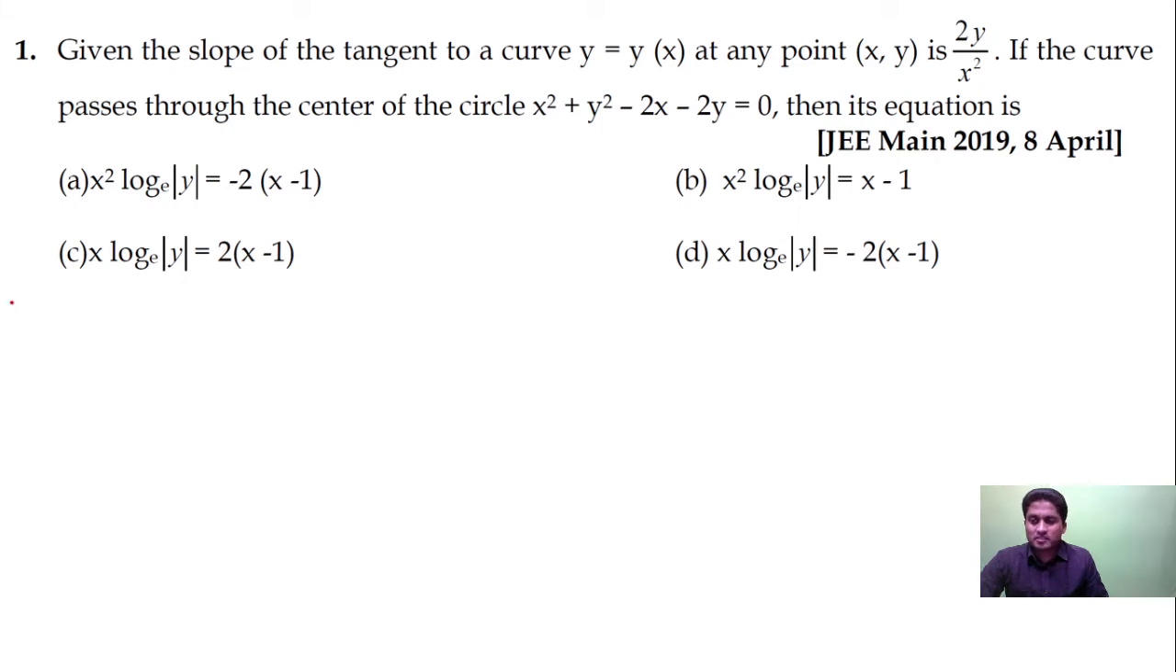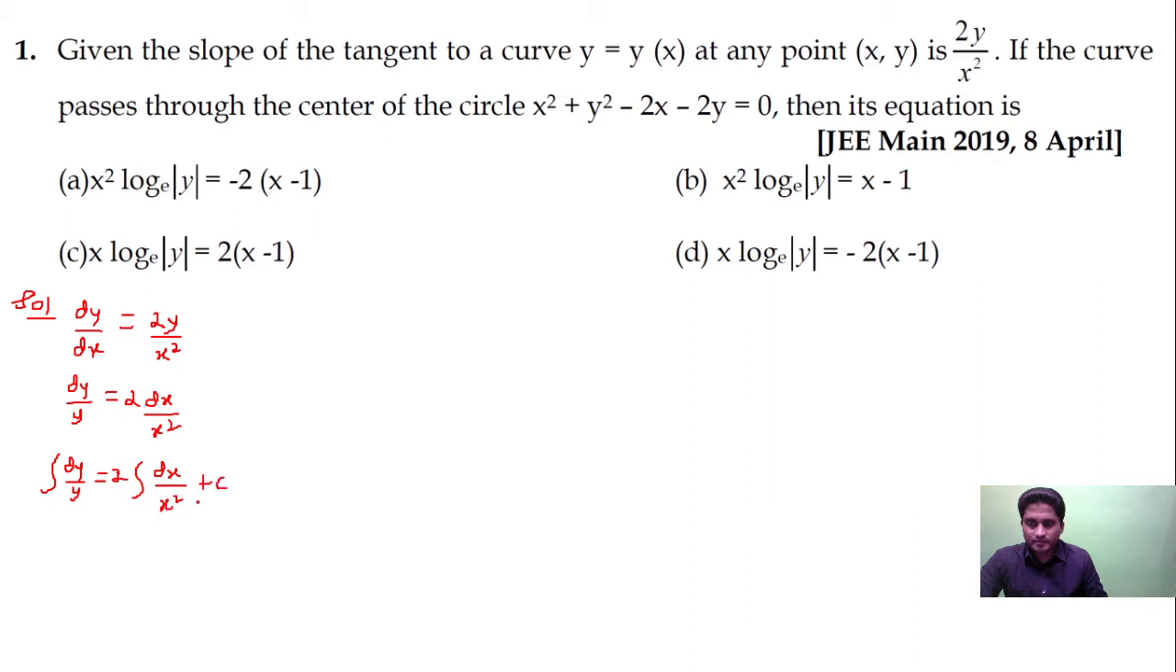Hello guys, let us discuss this question. The slope of the tangent to the curve is dy by dx equal to 2y upon x square. If I separate the variables, it is dy upon y equal to 2 times dx upon x square. Integration of dy upon y is equal to 2 times integration of dx upon x square, plus c. Integration of 1 by y is log y. Integration of 1 by x square is minus 1 by x, so this is minus 2 by x plus c.